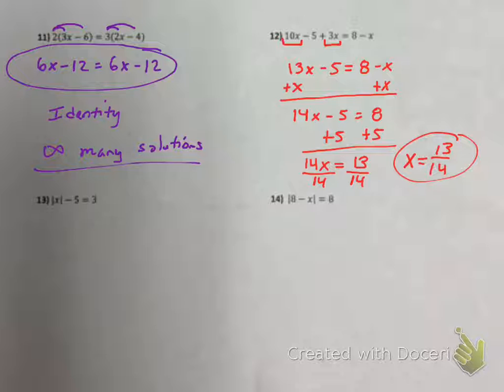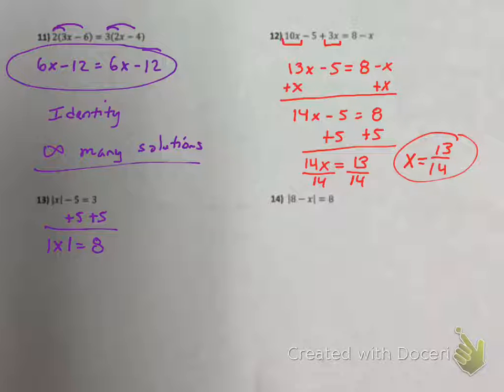Question 13 starts our absolute value problems. And remember, the goal for absolute value is to isolate the absolute value bars before you break it apart and try to solve. So for 13, the goal is to get the absolute value piece by itself. So in order to do that, I'll start by adding 5 to the other side. So we've got the absolute value of x equals 8.